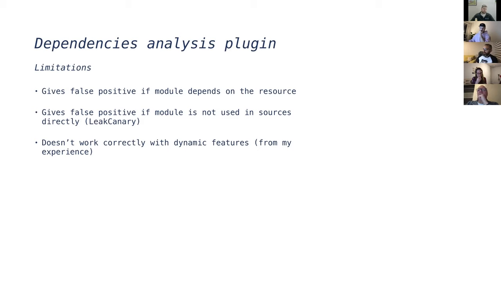Then it will also give you a false positive for modules or dependencies whose source code you do not consume directly, but for example you have additional functionality added by manifest merging, like LeakCanary or Crashlytics. So basically there is hidden functionality which is added by manifest merging. A provider will start and initialize the libraries, so you get this stuff initialized automatically. So this plugin will say you can remove this dependency, but you can't.